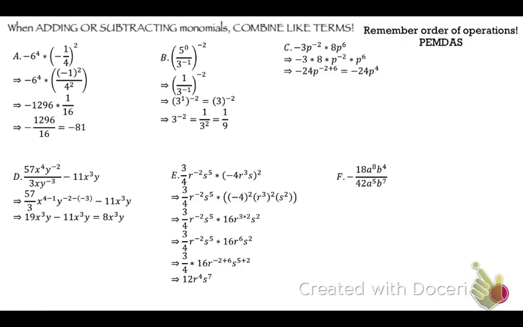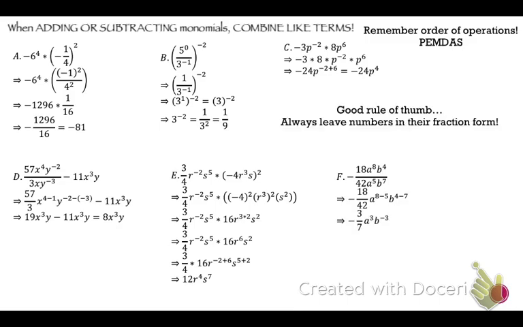One more. Let's simplify this. So that's going to be -18 over 42, a to the 8 minus 5, b to the 4 minus 7. That simplifies down to 3/7. Good rule of thumb, always leave numbers in their fraction form, unless the decimal makes more sense for some reason. But most of the time, leave it in fraction form. And then a to the 3rd, b to the -3rd.